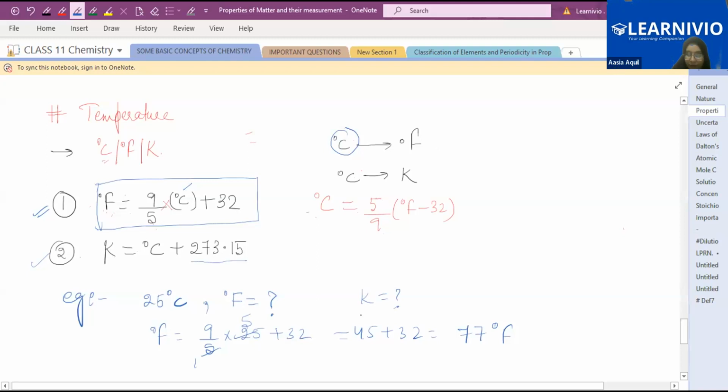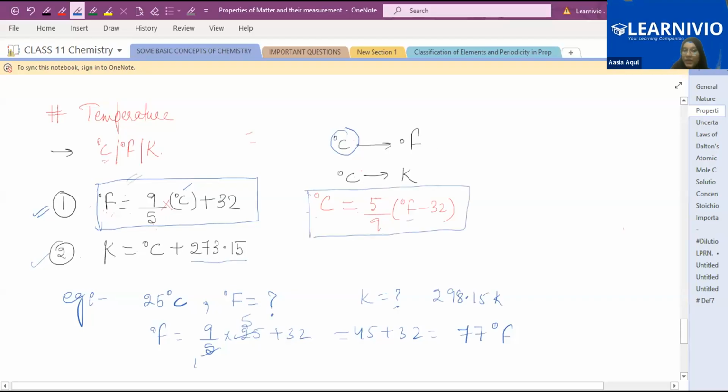298.15. Yeah, very good. 298.15. Yeah, so that's how we are supposed to do the question. Now see, if degree Fahrenheit is given, we are supposed to use this formula. Right, so this is a derived formula from this first one.